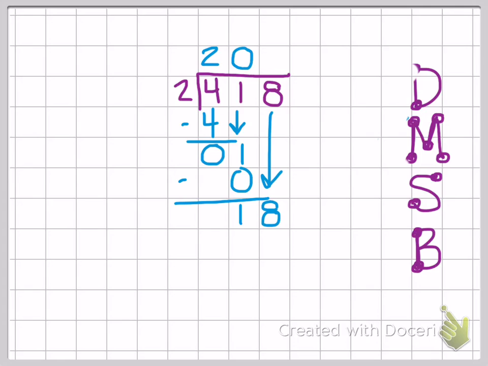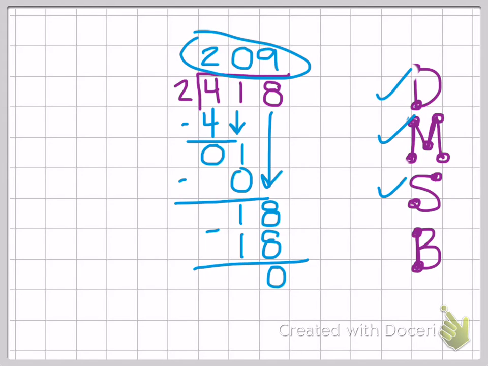18 divided by 2 is 9. Now we multiply. 9 times 2 is 18. Now we subtract. 18 minus 18 is 0. There are no other numbers to bring down. I have 0 left, so I have no remainder. So the answer is 209.